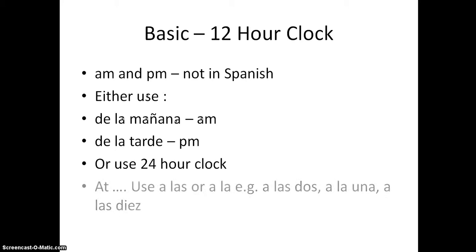Another thing you might want to use as well is when you want to say at a certain time. So this time we just use a. So a las 2, at 2 o'clock, a la 1, at 1 o'clock, a las 10, at 10 o'clock. Okay, so let's have a look at the 24-hour clock now.